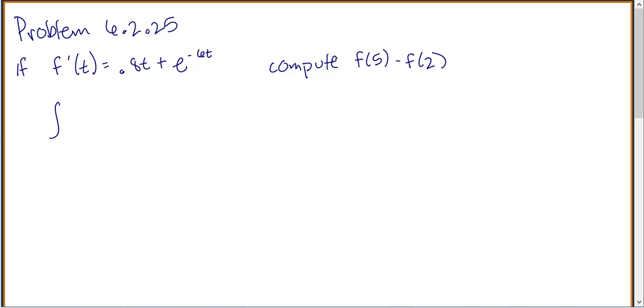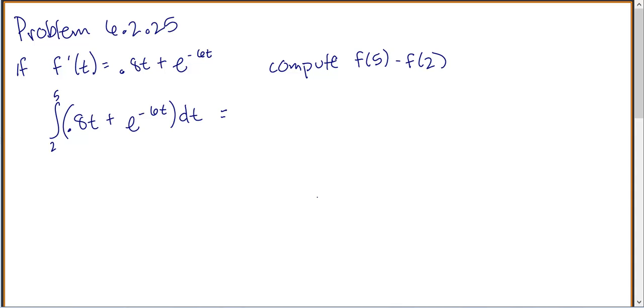Anytime you go from the derivative to the normal function, you want to integrate. So we want to integrate 0.8t plus e to the negative 6t, and at the end you always put a dt. Now because it says compute f of 5 minus f of 2, it's saying find the original function, plug in 5, and then plug in 2. Or that's another fancy way of saying just integrate it from the limits of 2 to 5.